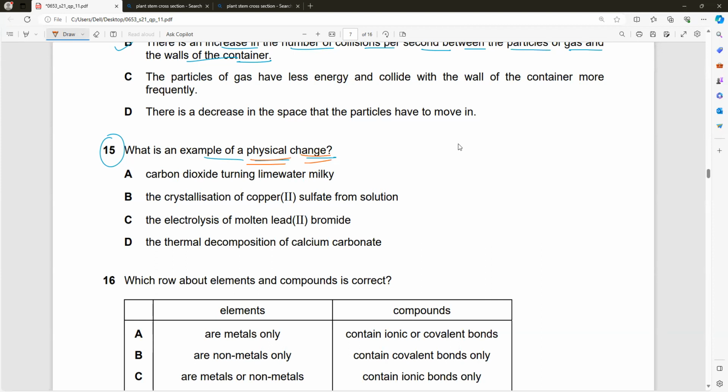Anybody? Carbon dioxide turning lime water into milky. The crystallization of copper sulfate from solution. Electrolysis of molten lead bromide. The thermal decomposition of calcium carbonate. Which is the physical change? Anybody?